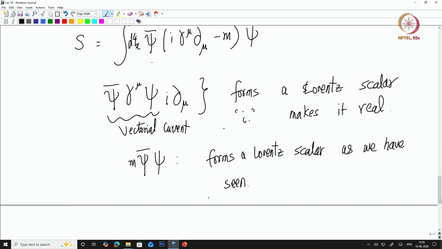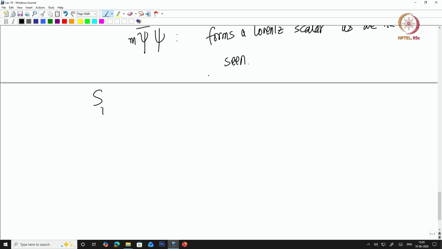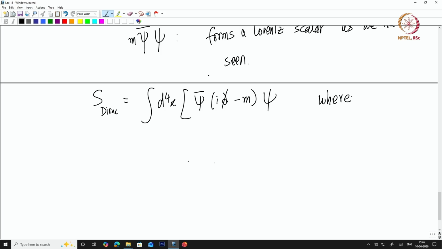So, S Dirac. Let us do the counting essentially: S is equal to integral d power 4x psi bar (i del slash minus m) psi. What is del slash? Del slash is nothing but del mu gamma mu. So, del mu gamma mu, I write it in a combined fashion as del slash. So, your Dirac action becomes much smaller and cute like this.